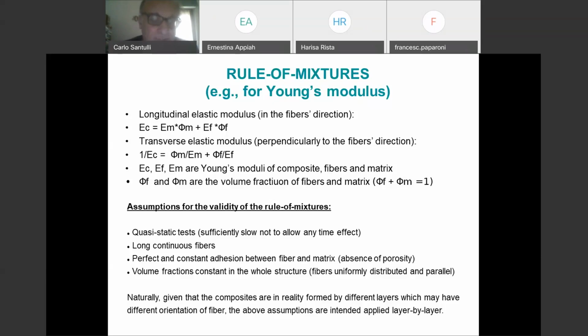But the rule of mixtures retains its importance because it gives us the heaven situation, the best situation I can imagine in a composite. And it's important to know how far you could possibly go in fabricating your composite.